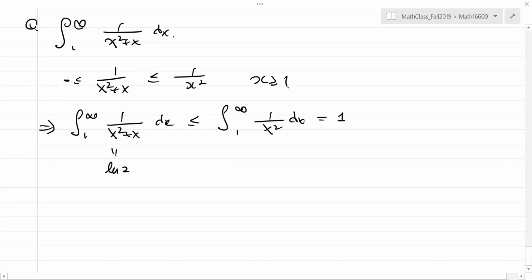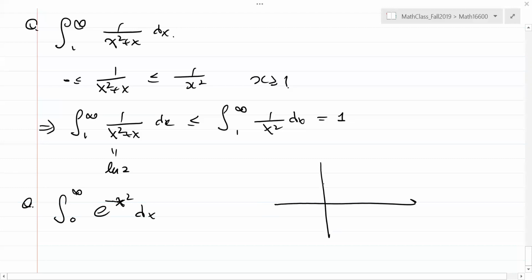Sometimes we are not able to evaluate the integral, such as the integral from 0 to infinity of e to the negative x squared dx. This is a well-defined function. When x equals 0, it's going to be 1. It decays very fast.